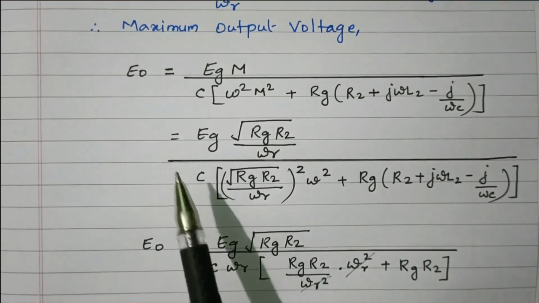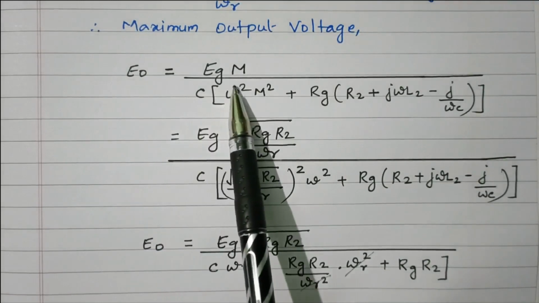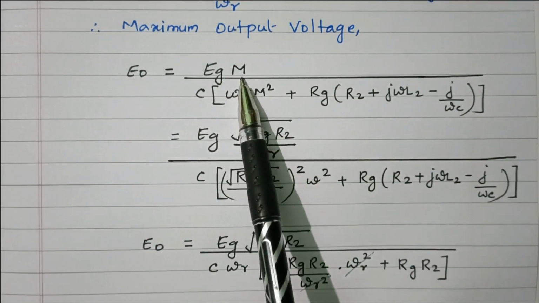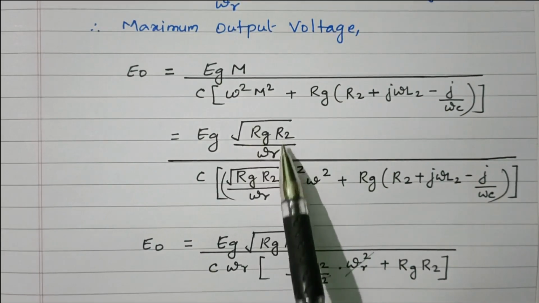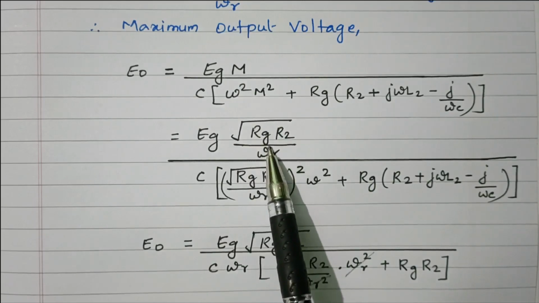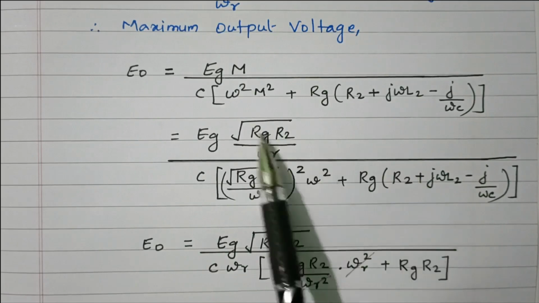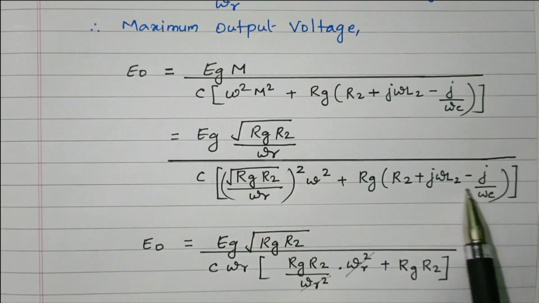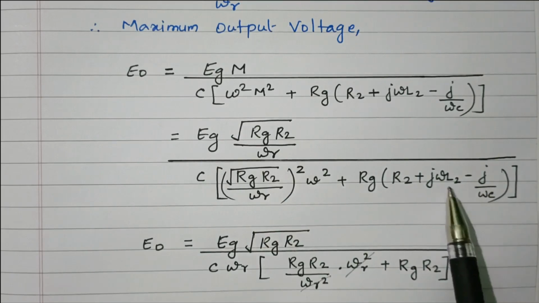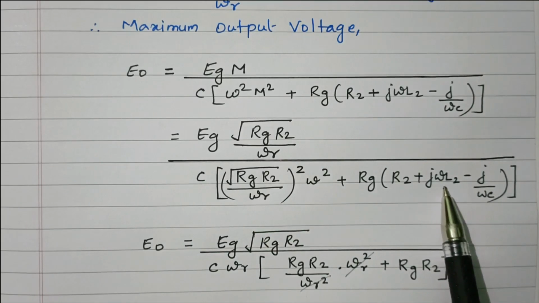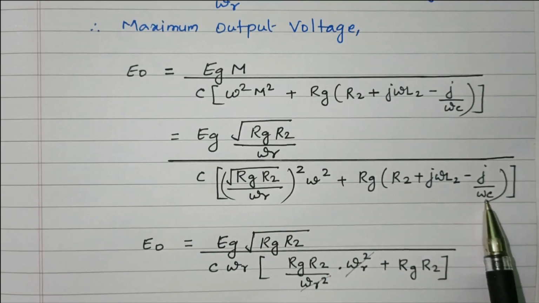So this is the expression for output voltage E0, Eg m divided by here. So here we need to substitute m equal to square root of Rg R2 divided by omega r. So that is the condition at which it is maximum. Similarly, here also it is substituted m square. But this term at the resonance, this term is 0. j omega L1 L2 equal to minus j by omega C. So when brought this side, this term is 0.